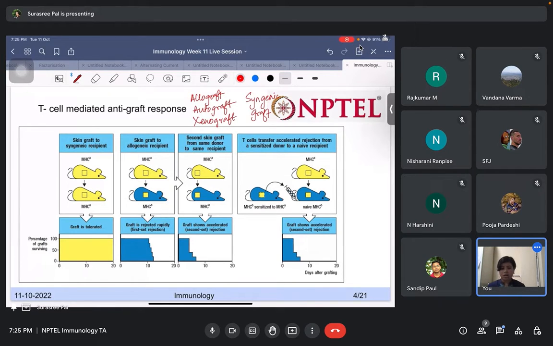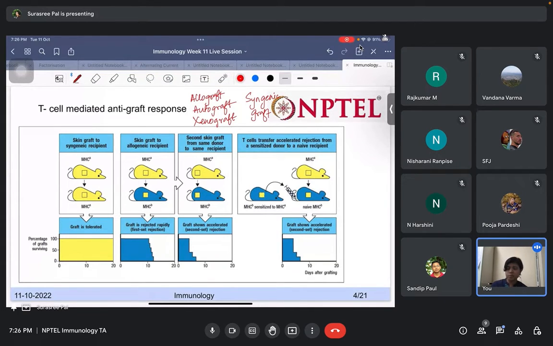However, when the skin is grafted between two unrelated individuals, that means two different individuals of the same species, or allogenic individuals, then the graft initially survives. But later on it is rejected in about 10 to 13 days after the transplantation. This response is called an acute rejection of the graft, and we will see that this occurs because of the T cells, right?